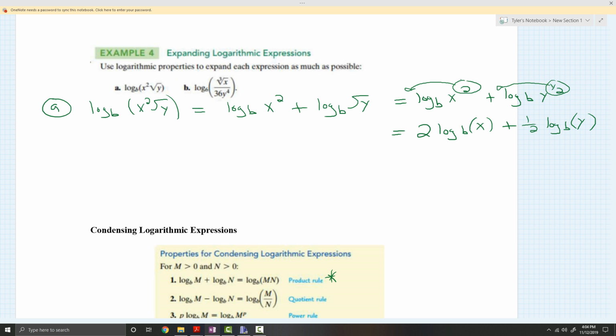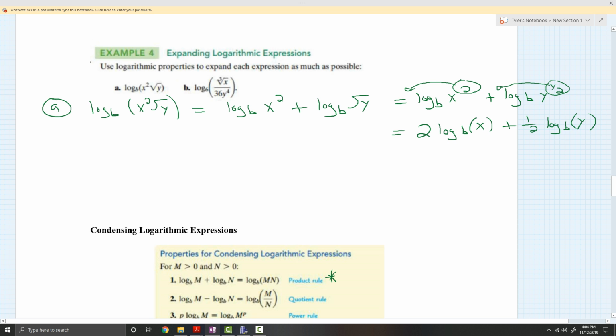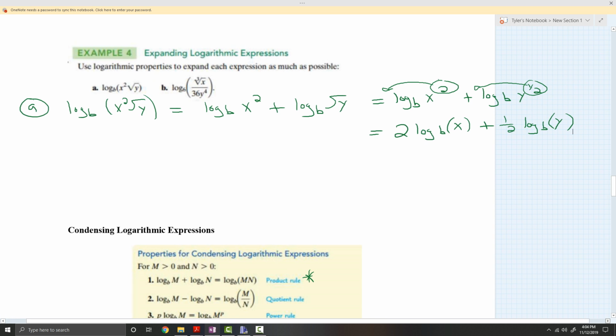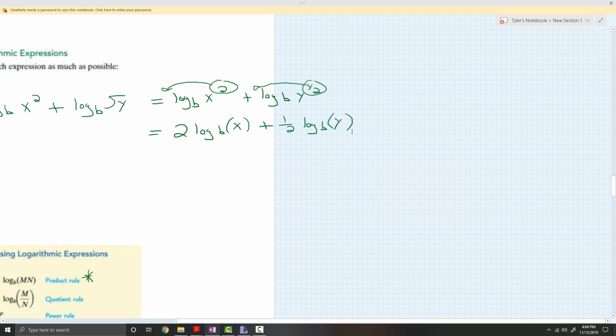All right, so let's try the next one. Let me use a different color just in case this will run together. Go back to red. This one's actually going to take quite a bit of space, so I'm going to just come off to the side to work this one.